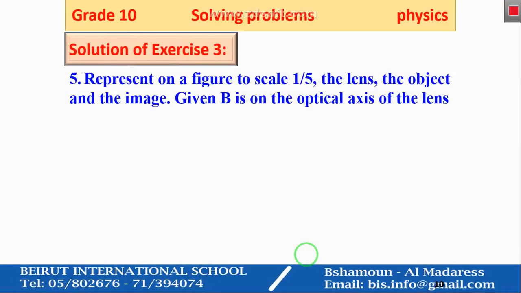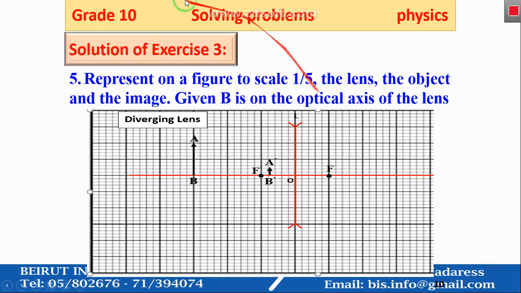Now he asked to represent on the figure to a scale 1 over 5. When I give you a scale 1 over 5, this means that any value you have in the given, you must divide it by 5 to represent it on the graph paper. He wants us to represent the object and the image. Given B is on the optical axis of the lens. So this is our diverging lens.